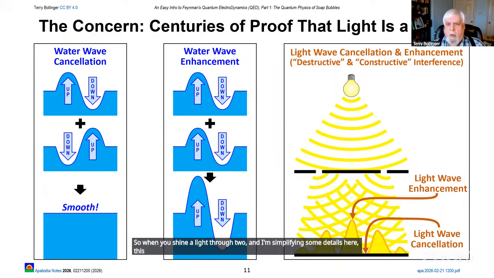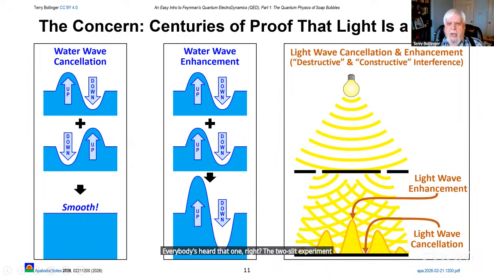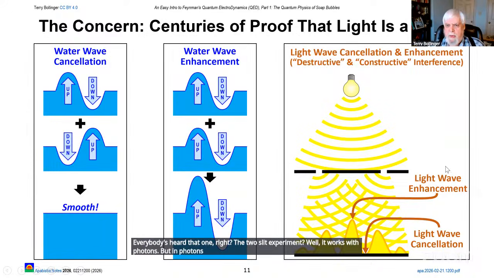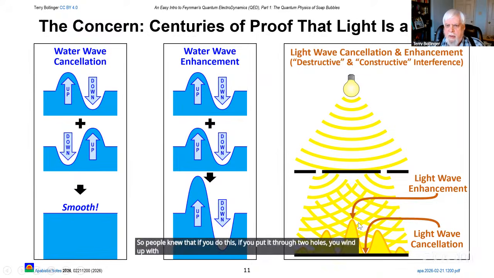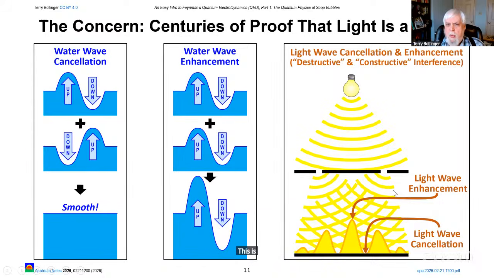This would be a monochromatic source if you want to be particular about it. But if you take a source of light and you run it through two slits, everybody's heard that one, right? The two-slit experiment. Well, it works with photons. But with light, it's been known for centuries. So people knew that if you put it through two holes, you wind up with this marvelous little pattern on the far side. And by the way, this experiment is a lot harder to do than you might think. There are some good YouTube videos out there on how to do it, but it is trickier to do. But it also has been done and has been known for a very long time. This is one of the reasons why people said, what is this? What is this particle stuff? What are you talking about, Einstein? What's wrong with you? And yes, they eventually came around, but that was not the reaction they gave at first.